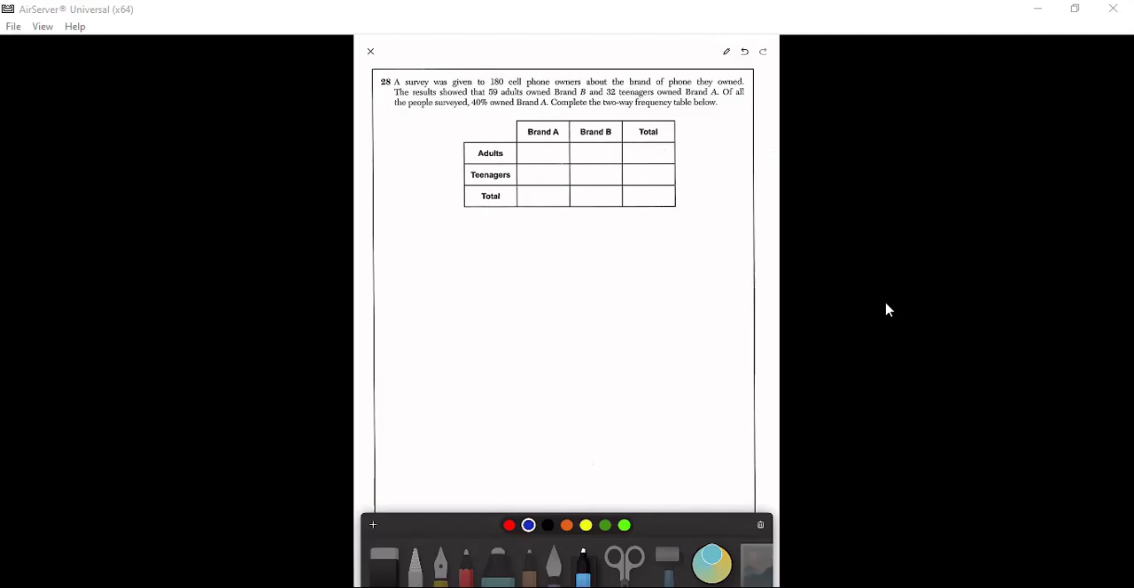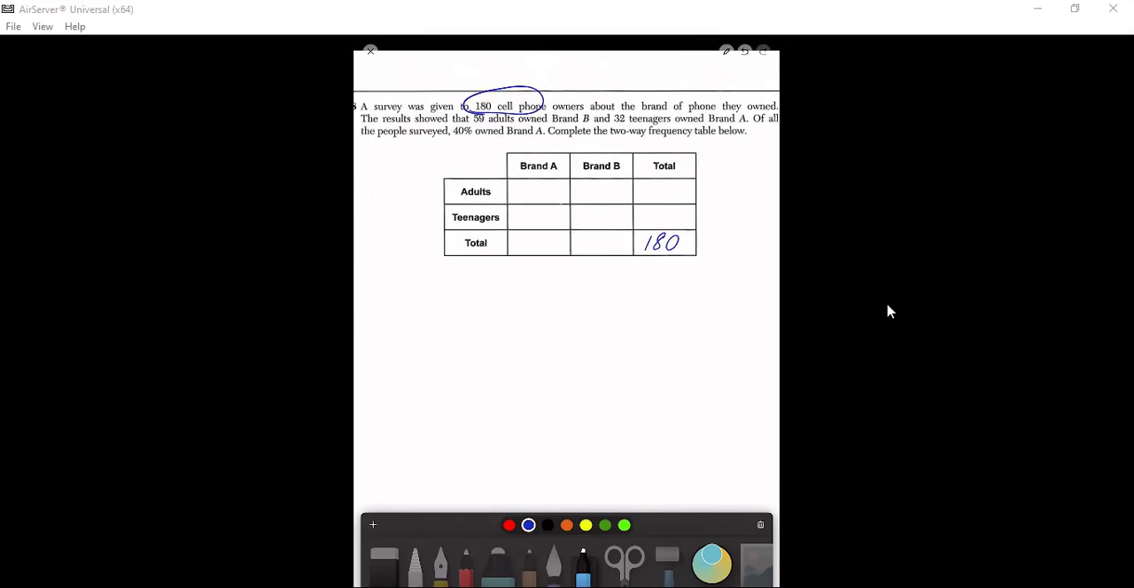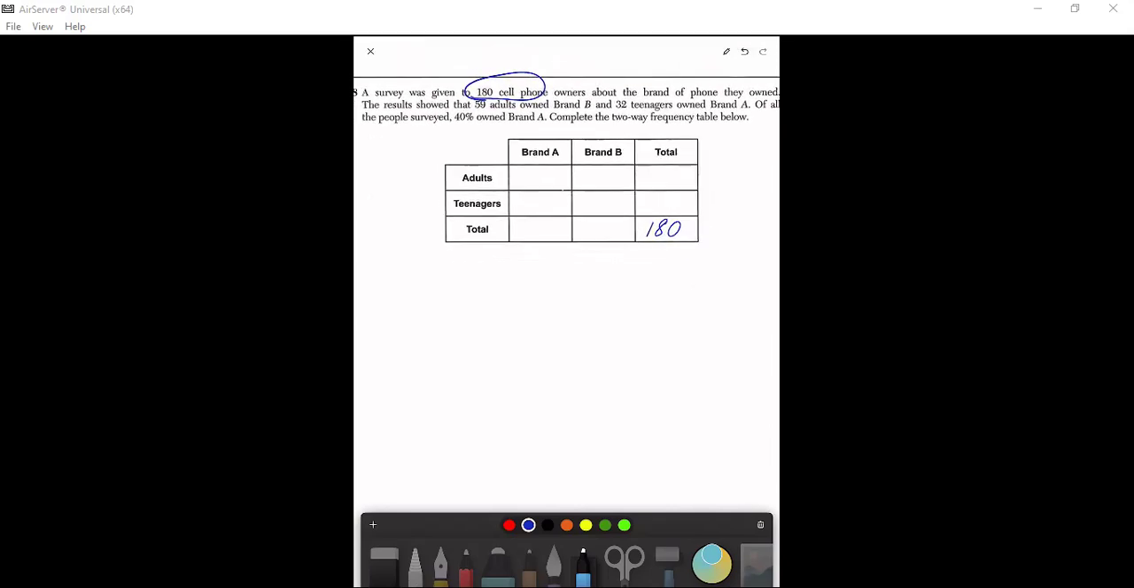It says we have a survey that was given to 180 cell phone users. So that's the total number of users. I'm going to put that down here. Let me make this a little bigger so everyone can see it a little better. And then it says the results show that 59 adults own brand B. So brand B, and we need adults, so we're going to put 59 in here. That's that part. And it said 32 teenagers own brand A. So we go to brand A, go to the teenager box. So we got 32 there.